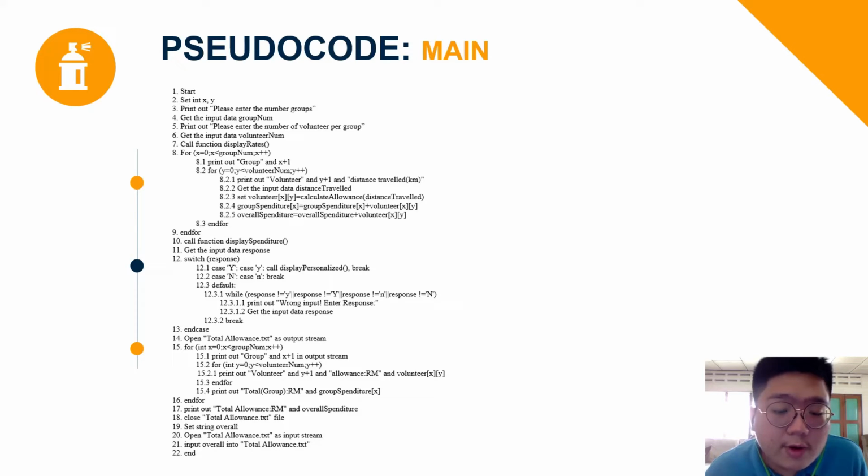Then we will set the string overall and open the total allowance text as input stream. Then input overall into total allowance text. And then the main code ends.